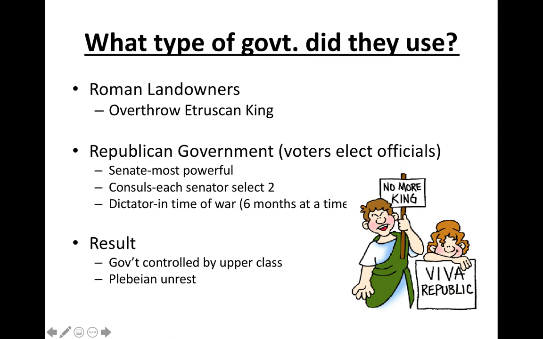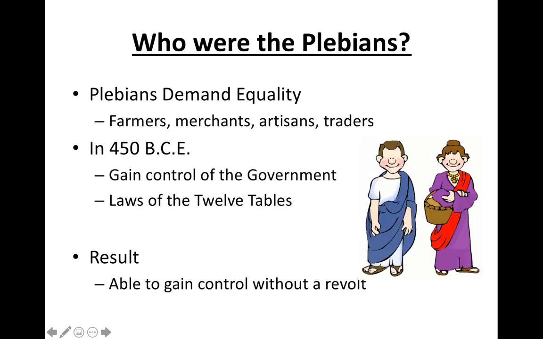As a result of this, the government was controlled by the upper class, and we see what we call the plebeians. The plebeians become upset that all the control was in the upper class. The plebeians are the middle class group of people here in the Roman Republic at this time. The plebeians also demand equality eventually. The plebeians encompassed all the groups of people who were farmers, merchants, artisans, and traders.